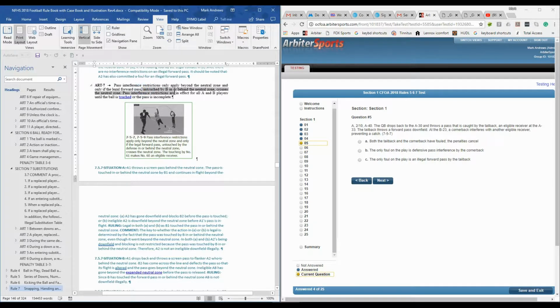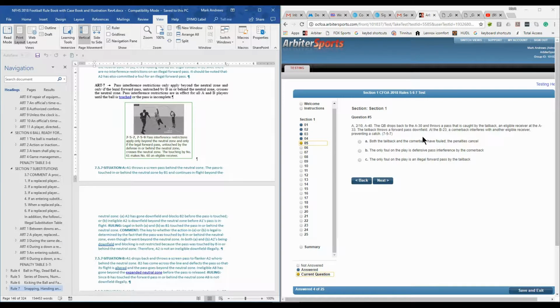Untouched by B, in or behind the neutral zone. So this means that if B touches the ball, and we've seen this in football games, if B touches the ball, the pass, while it's in flight, then pass interference restrictions are off, and the defense can interfere legally. All right. Pass interference restrictions are in effect for all A and B players until the ball is touched or the pass is incomplete. So back to the question.